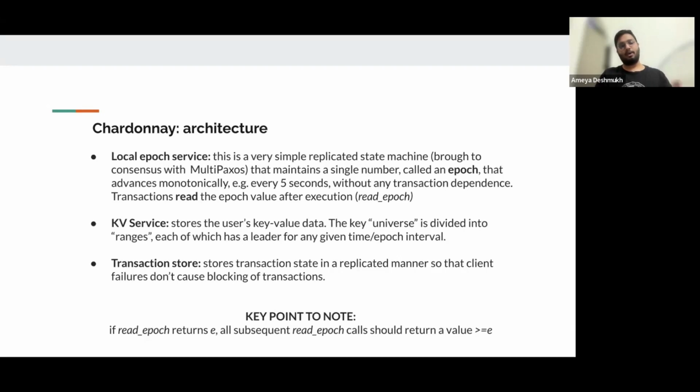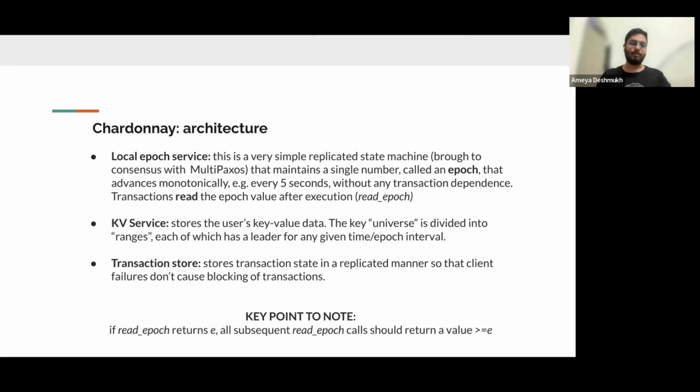So you have three components within Chardonnay. One is the local epoch service, which is actually a very simple component. It's just one number, which is within a replicated state machine. All of these state machines come to consensus using Multi-Paxos. And it's just a single number, which is incremented at a regular pace. So it's incremented monotonically without any dependence on transactions. So it's like a pseudo clock, you can say, of some manner. So for example, you can have an epoch that increments monotonically every 5 seconds.